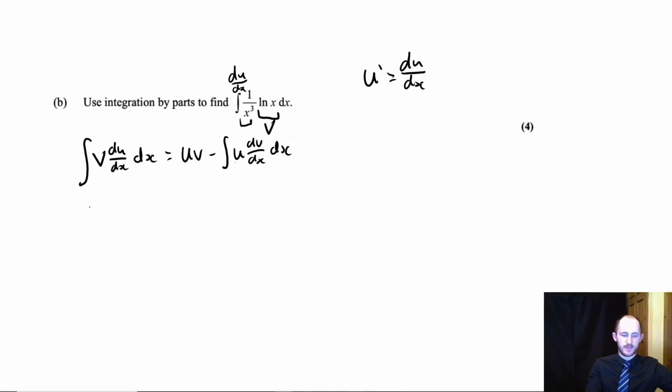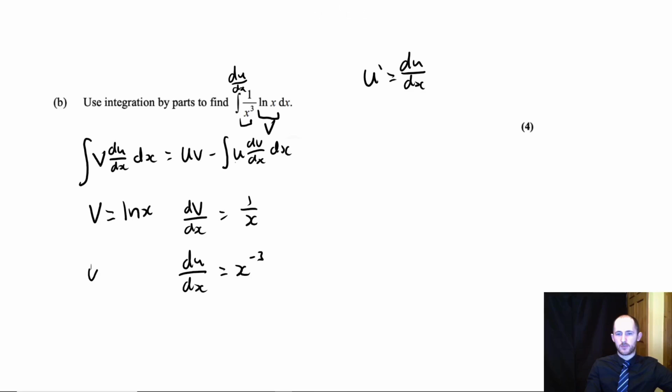So I'm going to write that out fully. This is how I lay out my work, right? And then I'm just going to work out dv by dx, which is just 1 over x. And then I also know that du by dx is 1 over x cubed, or if you'd like, you can call that x to the minus 3, right? Which means the integral of that is going to be negative a half x to the minus 2. Remember, you add 1 to the power, bring it to the front and flip it. So that's how I lay out my work.